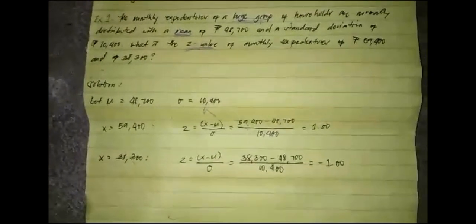So far, our conclusion: the z-score of 1 indicates that a monthly expenditure of 59,400 pesos for a household is one standard deviation above the mean. And a z-score of -1 shows that a 38,300 monthly expenditure is one standard deviation below the mean. Both household monthly expenditures are the same distance from the mean. And note that z-scores can have negative as well as positive values.